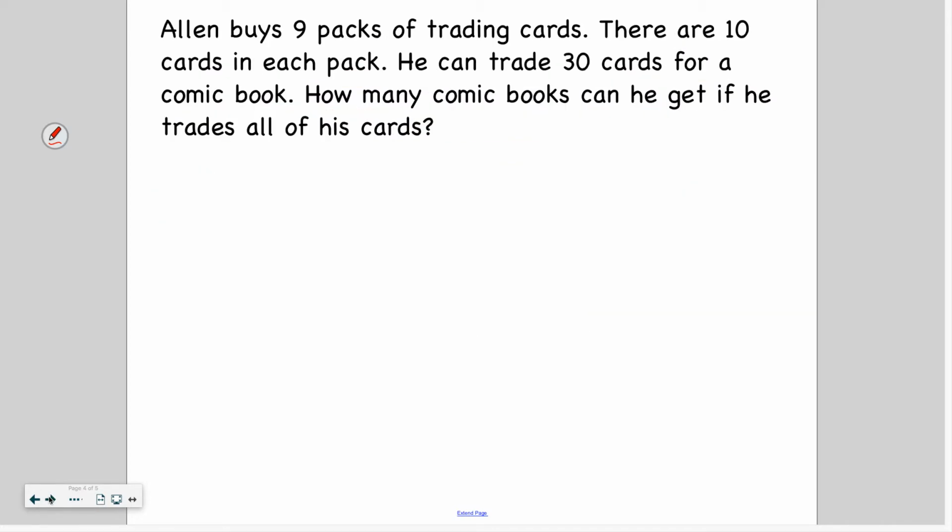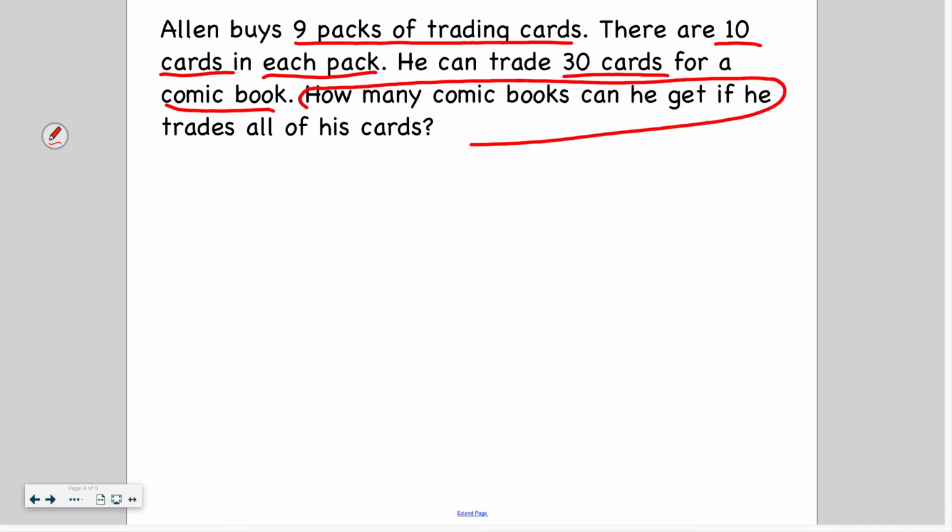So I want you to try this next one. First, I'm going to read it with you, and then you're going to try it on your own. Alan buys 9 packs of trading cards. There are 10 cards in each pack. He can trade 30 cards for a comic book. How many comic books can he get if he trades all of his cards?